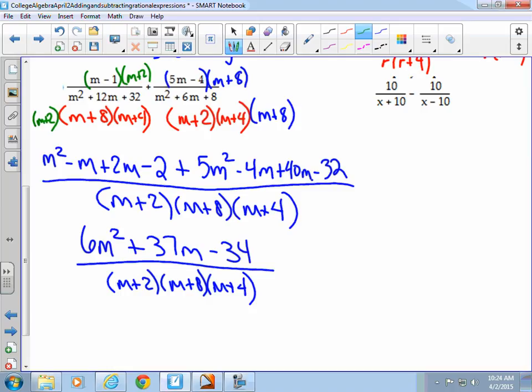So the right one needs the left. So what do we do? Wait, slow down. So the left one needs an x minus 10, the right one needs an x plus 10.